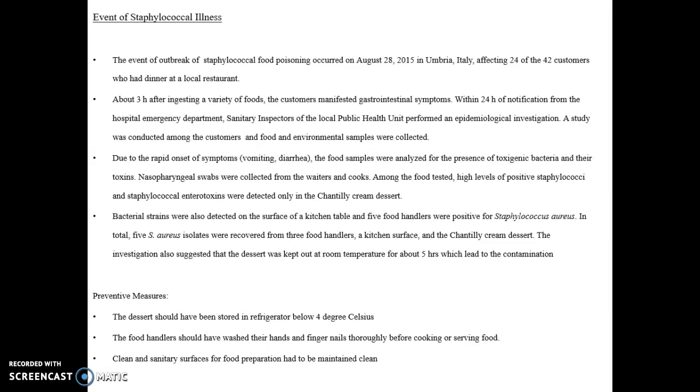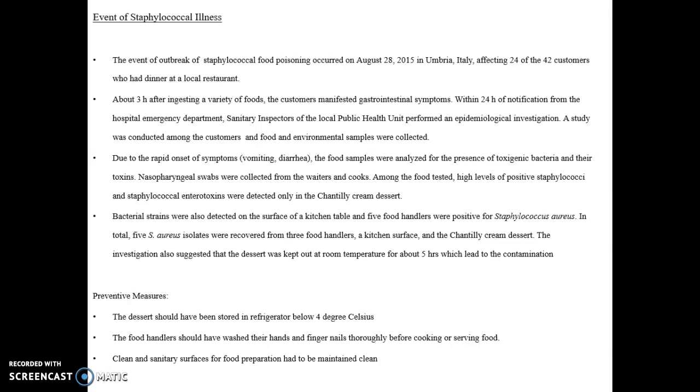Nasal swabs, that is nasopharyngeal swabs, were collected from the waiters and cooks. Among the foods tested, high levels of positive staphylococci and staphylococcal enterotoxins were detected only in one particular dessert, which was a chantilly cream dessert. The bacterial strains were also detected on the surface of the kitchen table, and five food handlers tested positive for the bacteria.